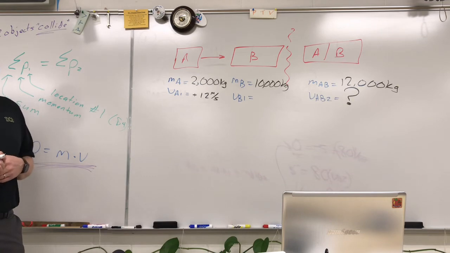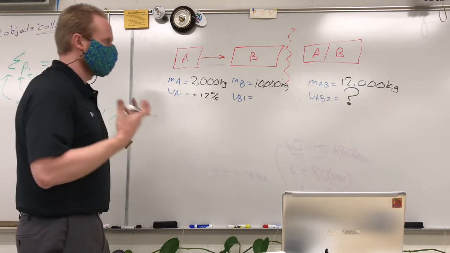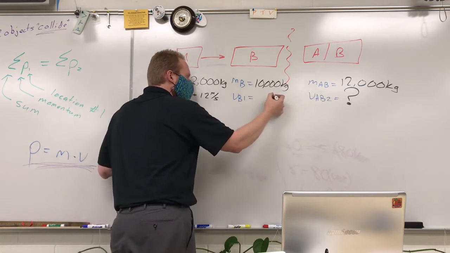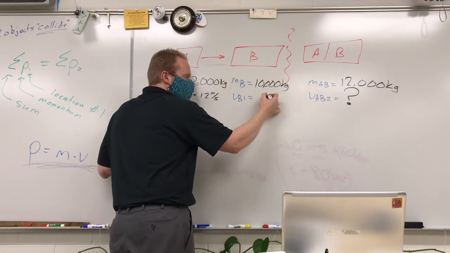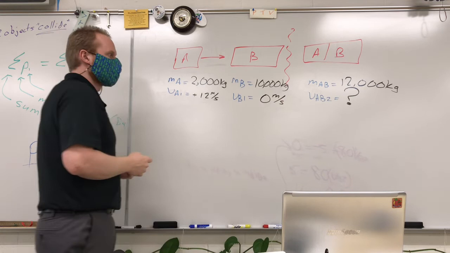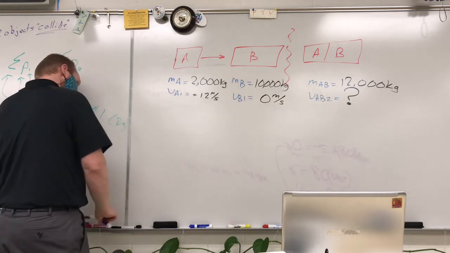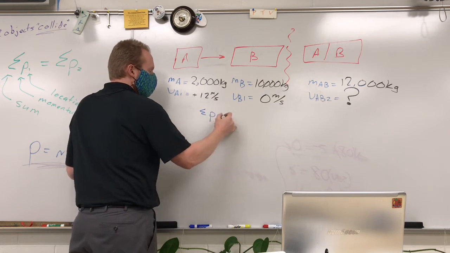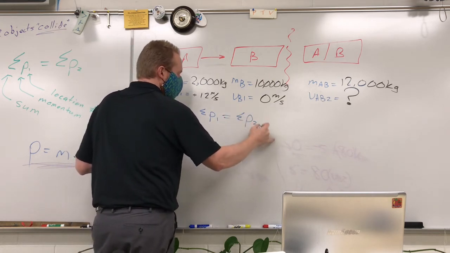And that's not a number that was listed with a numerical value, it was given by a word. And what is my VB1? How fast is the semi initially going? 0. Because it's sitting at a stoplight, right? So it's 0.